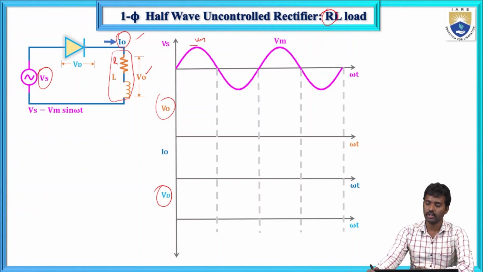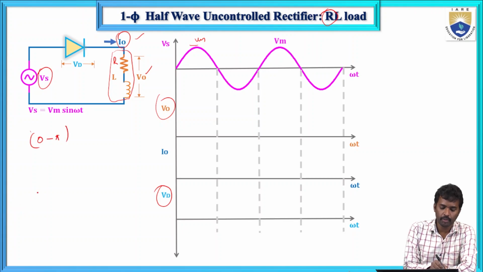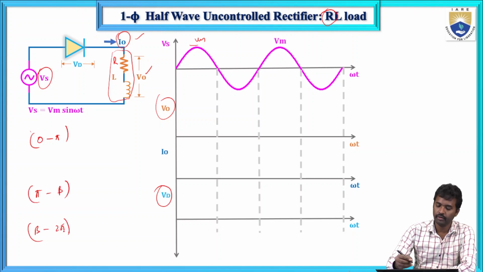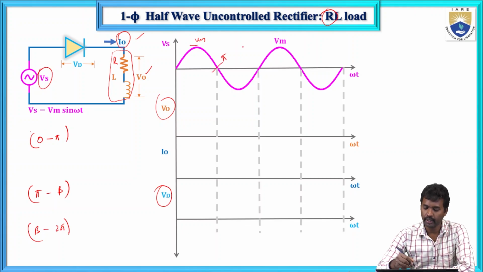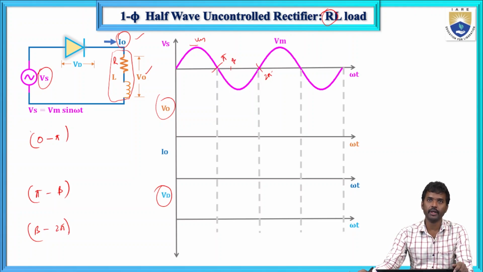Now, from 0 to pi, and then from pi to beta, and beta to 2 pi. This is pi and this is 2 pi. The value of beta depends upon the magnitude of the inductance value.